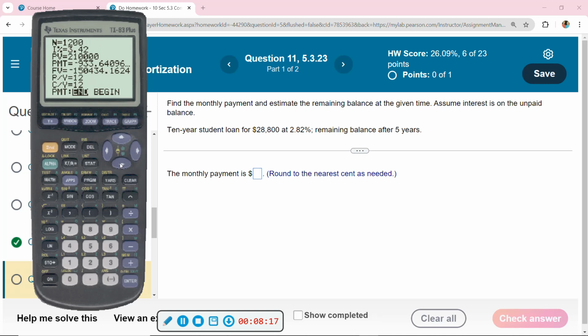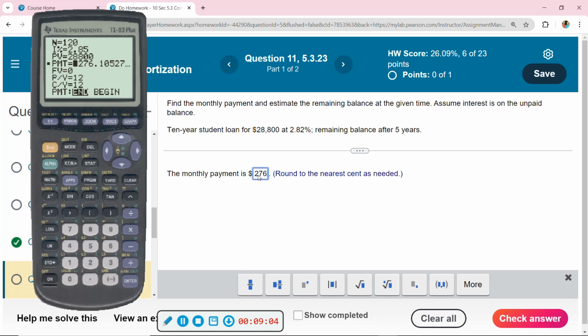The interest rate, oops, what did I do wrong? It's not 1,200. 10-year times 12, 120 payments. The interest rate is 2.82. The present value is $28,800. Now, at the end of the 10 years, we want that balance to be 0. And now I'll calculate this new balance, alpha, solve. So the monthly payment here is $276. And since the digit after the 0 is a 5, we'll round that up, 11 cents.